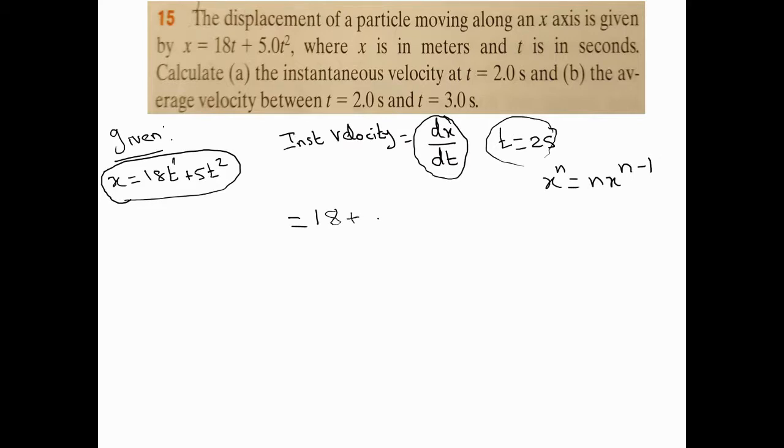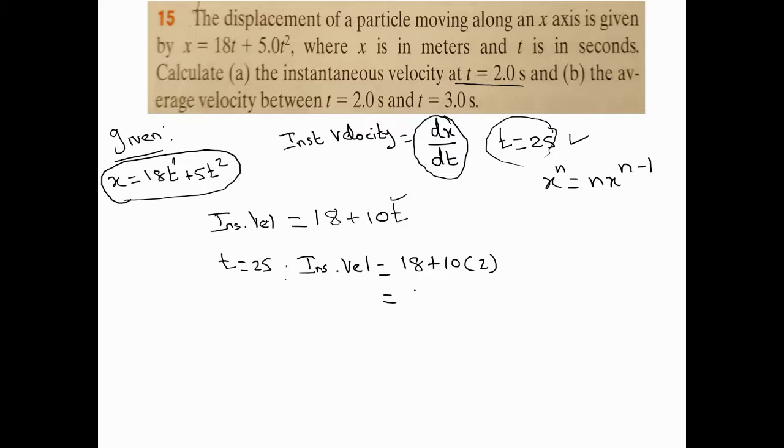Plus differentiate the second part: 10 multiplied by t. Alright. So my instantaneous velocity is this, but they give the time value. What is the time value given here? 2 seconds. So now I'm going to apply the 2 seconds here. If t is equal to 2 seconds, then my instantaneous velocity becomes 18 plus 10 multiplied by 2, which is equal to 18 plus 20, which gives you 38. What's the unit for velocity? Meter per second. That's it. This will be the answer for the first part.